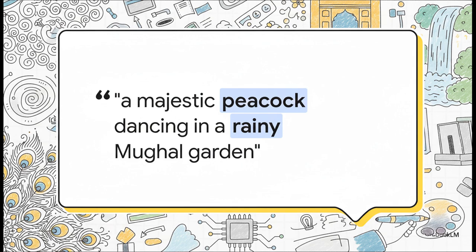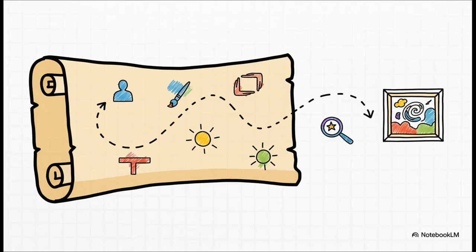It starts with that random noise, but with every single step of denoising, it nudges the emerging patterns to look more and more like its idea of a peacock and rain and a Mughal garden. So think of your prompt like a super detailed set of instructions for a masterpiece. The key is to get specific. What's the subject? What's the style? Is it a photo, an oil painting, anime? How about the composition and the lighting? The more delicious details you feed it, the closer the AI can get to bringing your vision to life.